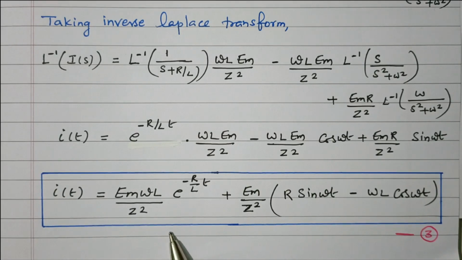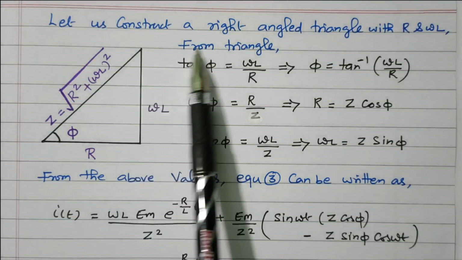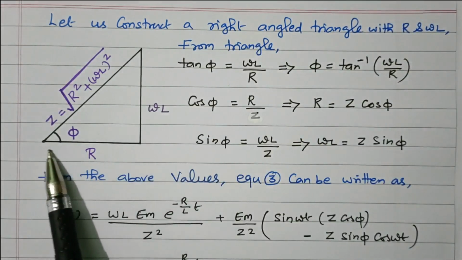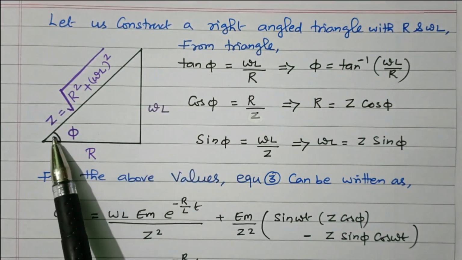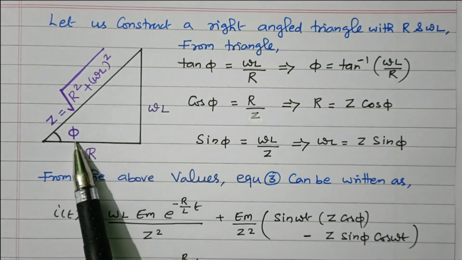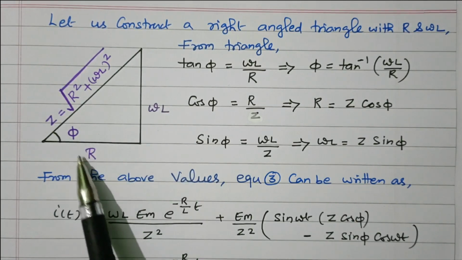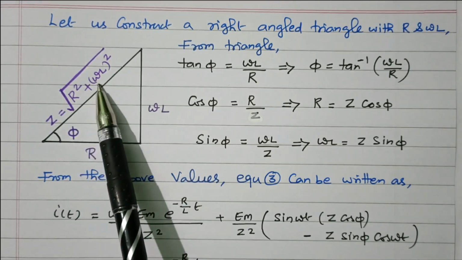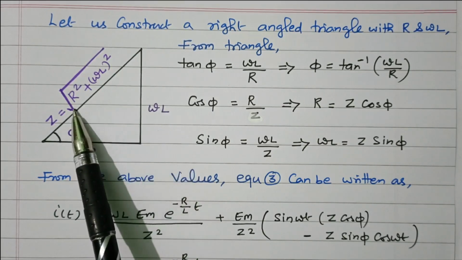Now we will go for further simplification in terms of the impedance triangle. Now refer to this right angle triangle with the resistance R horizontally and omega l. This is called the impedance triangle. This is the angle between R and omega l, this is the inductive reactance, and this is the impedance. The sum of these two is the impedance: Z equal to square root of R square plus omega l square.